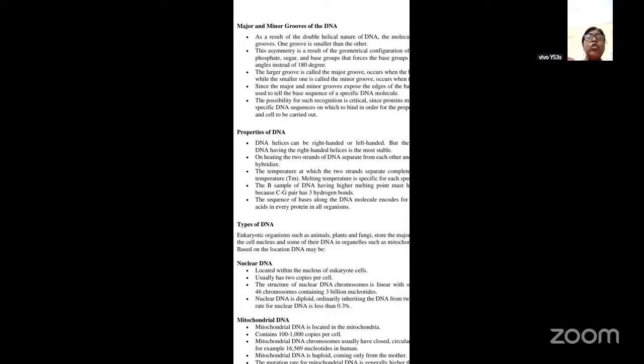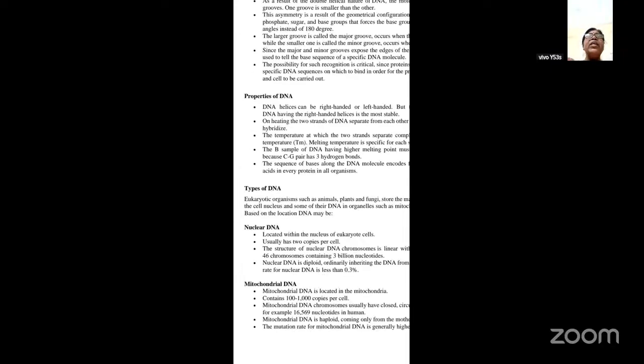So on heating, the two strands of the DNA separate from each other, and on cooling, they again come close together and hybridize. So the DNA helices may be right-handed or left-handed, and the DNA which is right-handed is the most stable one. So on heating, what happens?